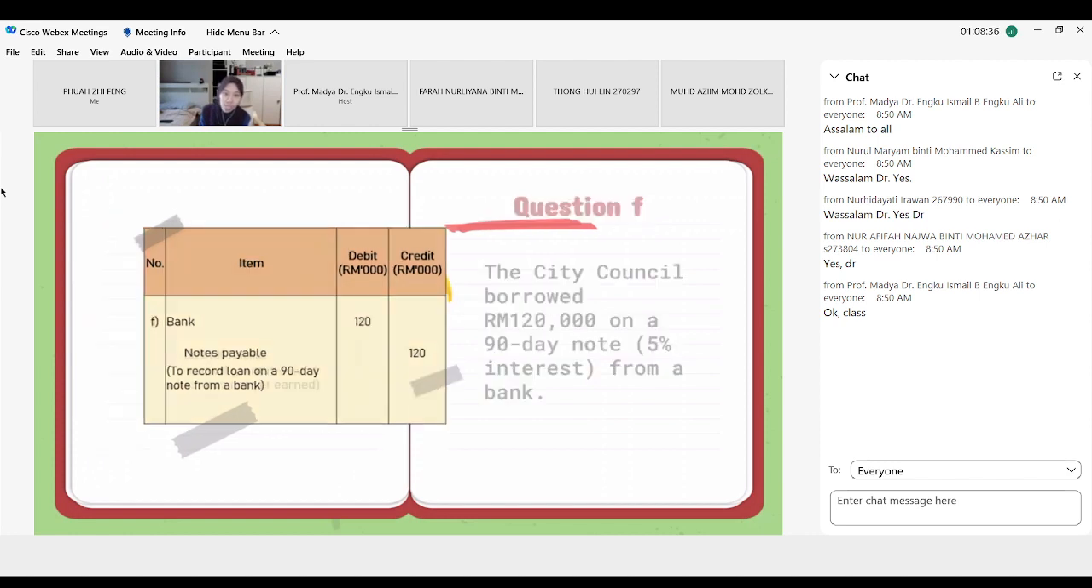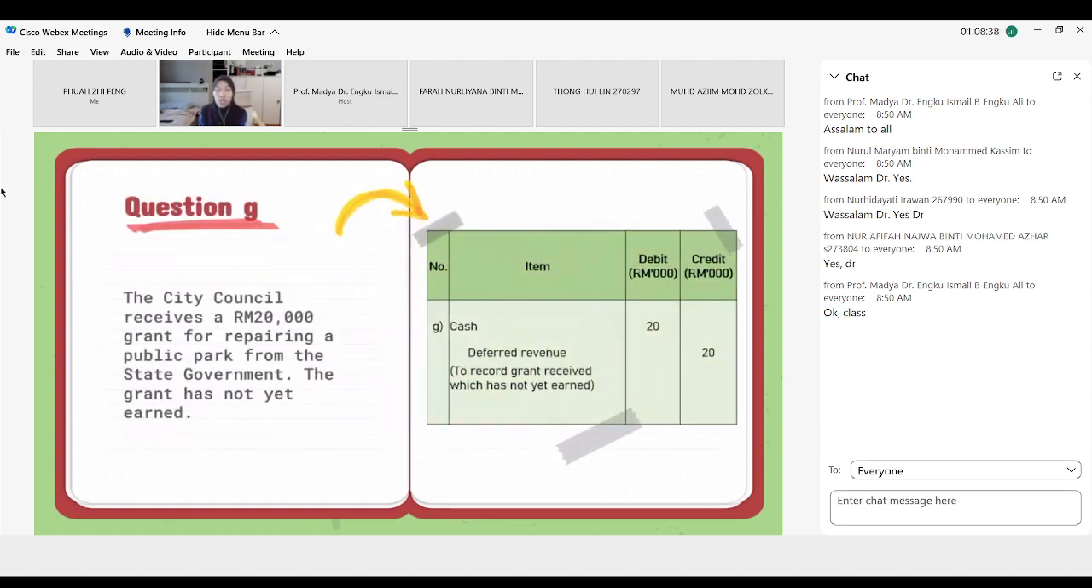Okay, so the last transaction is the City Council received a total of 20,000 ringgit grant for repairing a public park, but the grant has not yet been earned. So the journal entry for this would be debit cash account, 20,000 ringgit, and credit deferred revenue of the same amount, 20,000 ringgit, because the grant has not yet been earned.